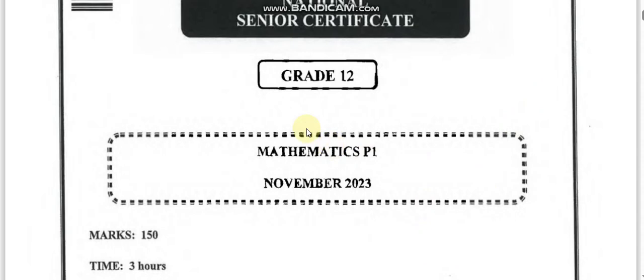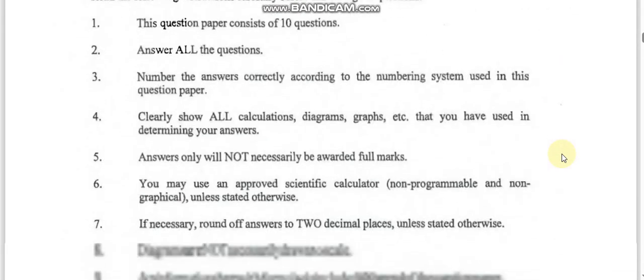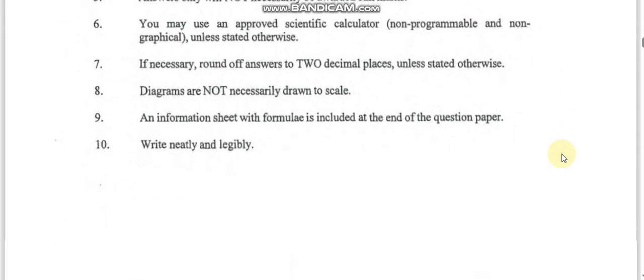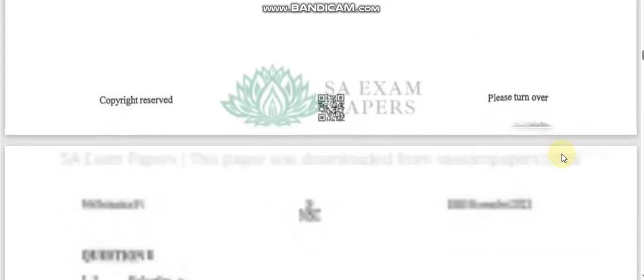Today you are just going to be doing a couple of exam questions. This is one of the papers that the matric class of 2023 have written. This is a November exam for math, and we're just going to be attempting some of the questions from this question paper.